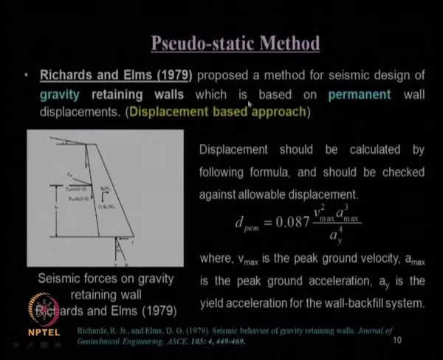The pioneering work in the displacement based approach was proposed by Richard and Elms in 1979. This is the detail of the paper, one can easily get it: Richard and Elms 1979, seismic behavior of gravity retaining walls. It was published in the Journal of Geotechnical Engineering of ASCE, volume 105, issue 4, and the page number is given over here.